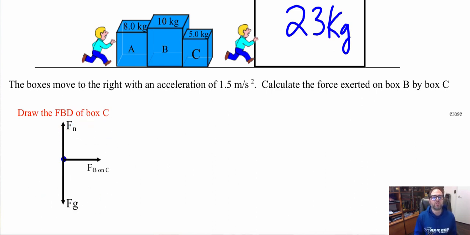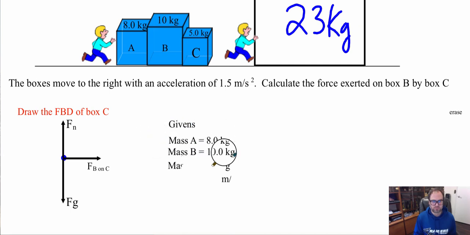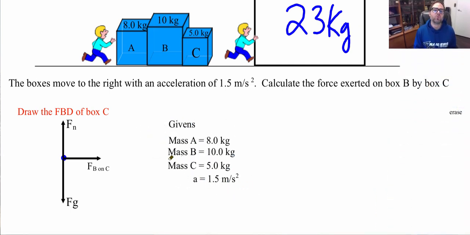Okay. Now in this part here, remember my normal force and force of gravity are going to balance out. Now let's look at what is given. So here we have mass A is 8 kilograms, mass B is 10 kilograms, mass C is 5 kilograms, and my acceleration is 1.5 meters per second squared.